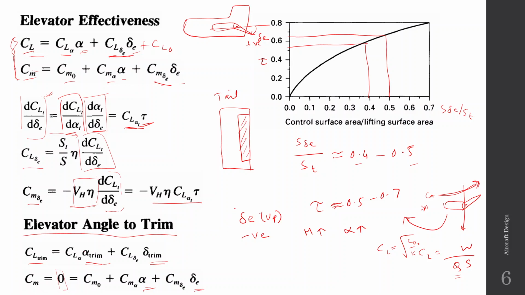They're specified by the aircraft parameters. So we can solve these two simultaneous equations to get alpha trim and delta trim. This is how we can use the data and solve these equations to get alpha trim and delta trim. Now, this was the longitudinal stability that was discussed in the class.